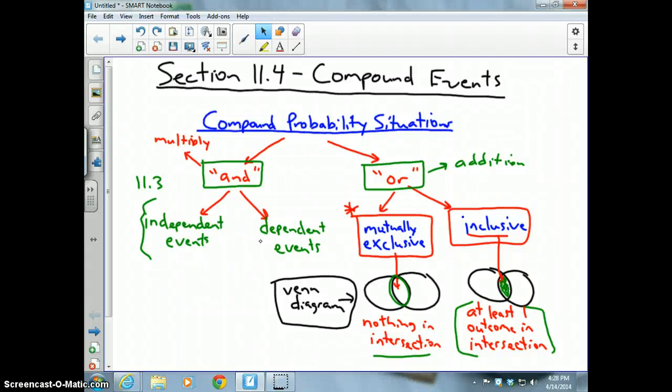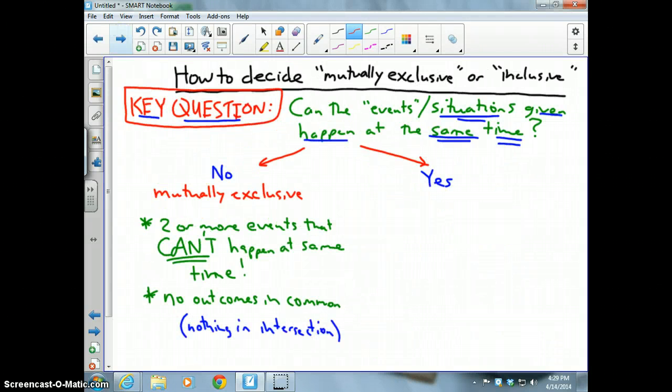All right, here we are for the second part of section 11.4, compound events. And I have up here the same slide that I had for the last video. However, in the last video we talked about what mutually exclusive means. In this video, we're going to talk about what inclusive means. Same information from the first slide. Let's go to the second slide and review.